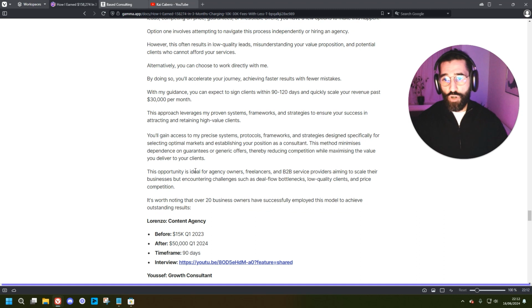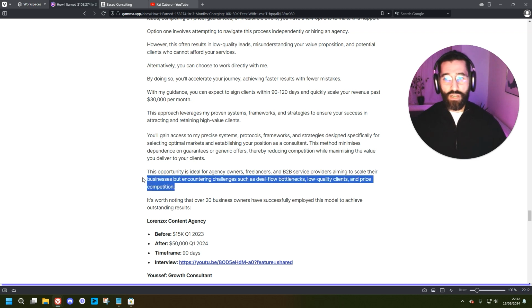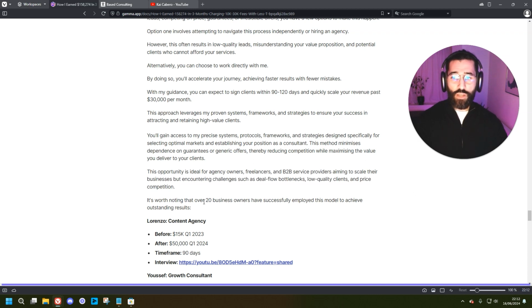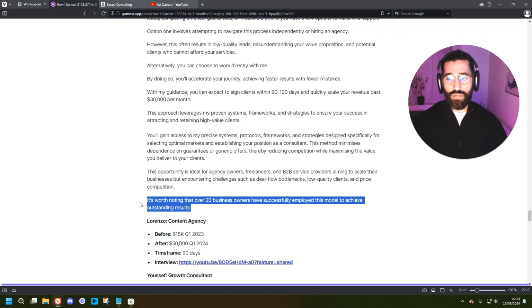As I mentioned before, this opportunity is ideal for agency owners, freelancers, and B2B service providers aiming to scale their businesses but encountering challenges such as deal flow bottlenecks, low quality clients, and price competition. So it's worth noting that over 20 business owners have successfully employed this model to achieve outstanding results.